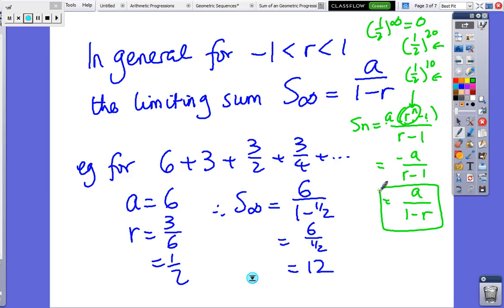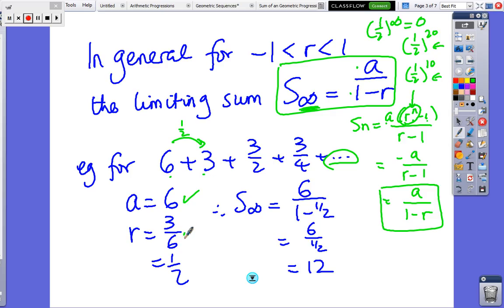Okay, so this formula is called the limiting sum, and we say the sum to infinity equals a over 1 - r, for a pattern where the value of r is between -1 and positive 1. So for instance here, the r value is going to be a half, so there will be a limiting sum. We're saying at the end of infinity, what's the answer? The r value is a half, so we've got a over 1 - r, 1 minus a half is a half, and then 60 divided by a half is 12. So the answer would be 12 if you sum those up to infinity.